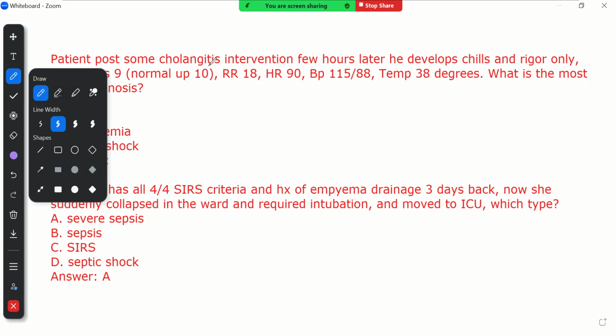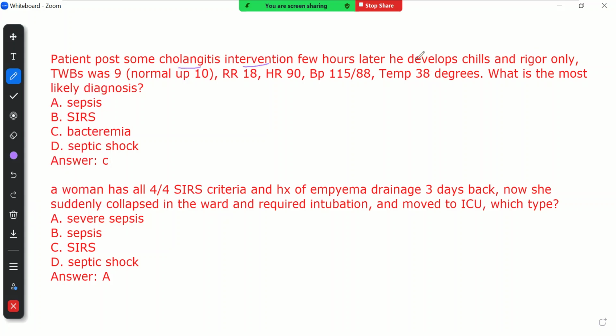We have a patient post-cholangitis intervention. A few hours later, he developed chills and rigors only. Total white blood cell count was 9, which is normal. Respiratory rate 18, below 20. Heart rate 90, it's okay. Temperature is 38. So how many SIRS criteria does this patient have?